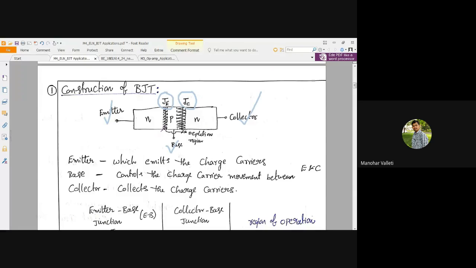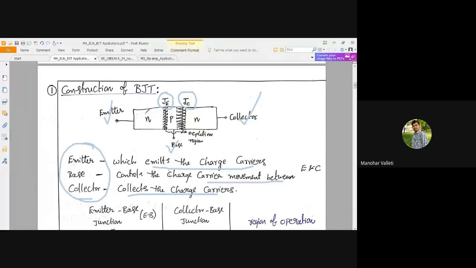What is the meaning of emitter? Emitter, as the name suggests, emits the charge carriers, and base controls the charge carrier movement between emitter and collector. Collector collects the charge carriers. So the names are self-explanatory.